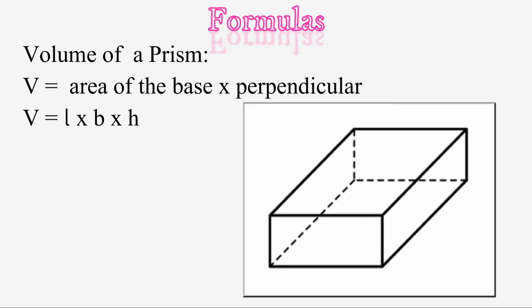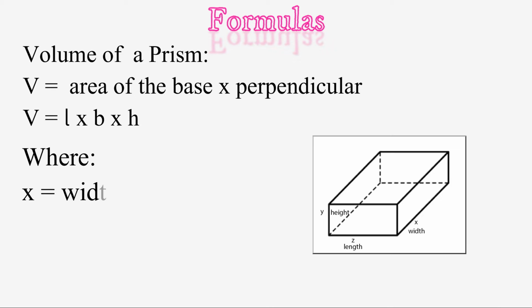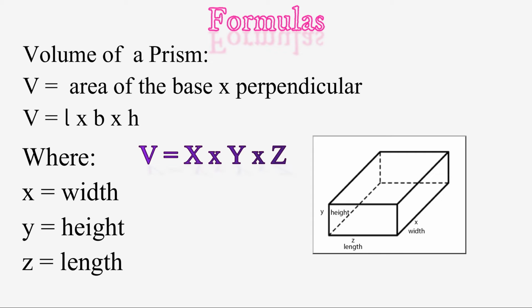To calculate the volume of a prism, the formula is V equals the area of the base times the perpendicular height, which is V equals L times B times H. But to look at this simpler yet again, we look at X equals the width, Y equals the height, and Z equals the length. So L times B times H will be X times Y times Z.